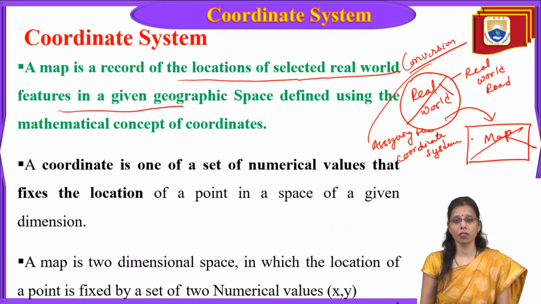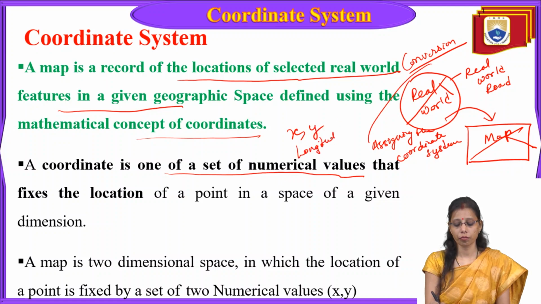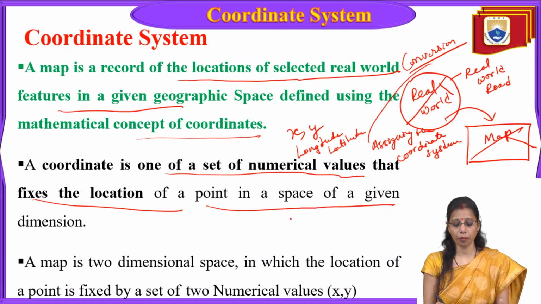The location of selected real world features in a given geographic space is defined using the mathematical concepts of coordinates. A coordinate is a set of numerical values of x and y. So what are x and y? Longitude and latitude. It is the x and y coordinate, one set of numerical values that fixes the location of a point in a space of a given dimension. Fixes the location means if there is a location here, the same location has to appear in this map.